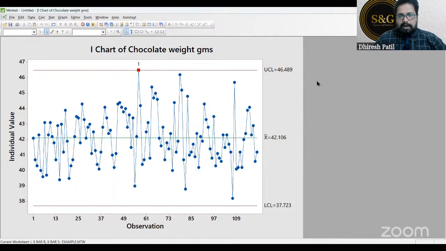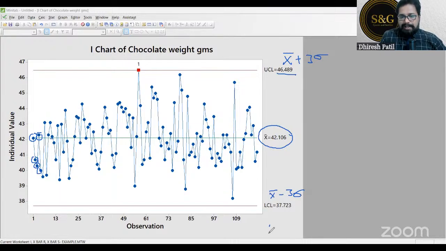All right. Now, according to Walter Shewhart, this is X bar. This is the mean. The line which is in the center is the mean, the average line. This is the individual weight of the chocolate or the product, whatever the product we have. And then the mean is calculated. And UCL, if you remember, is X bar plus 3 times standard deviation, and LCL is X bar minus 3 times standard deviation. It's calculated by software.